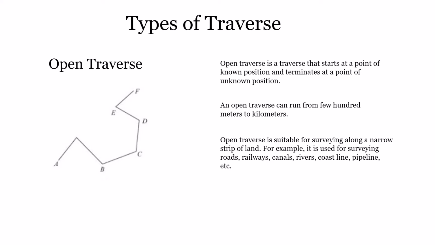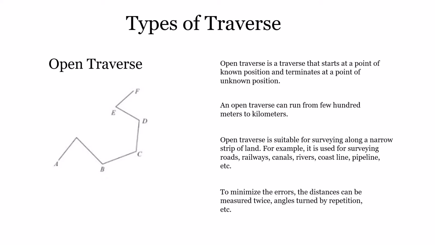An open traverse can run from a few hundred meters to kilometers. The consistency of angles and distances cannot be measured or checked in the case of an open traverse. So whenever you need to check the measurements taken, you need to repeat the process of measuring distances or measuring the angles.